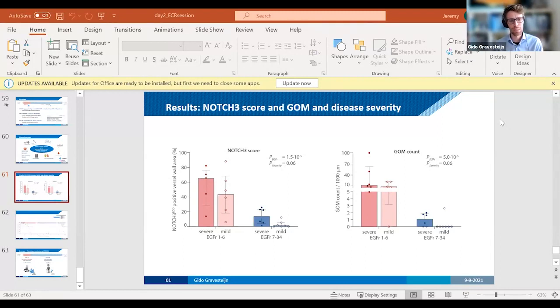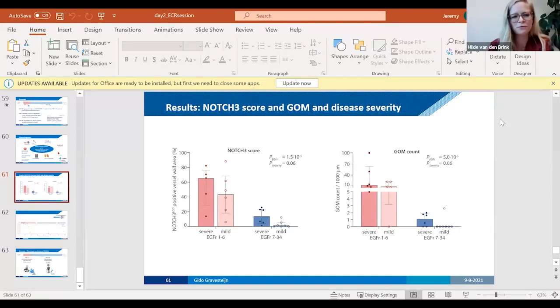In the severe patients compared to the mild patients. But then when we take a look at the effect in the 1 to 6 group, well, I think we need a larger sample size there. But still, what is visible here is that the effect of mutation position is much larger than the effect of disease severity. So that's something we are trying to find out currently in our lab.